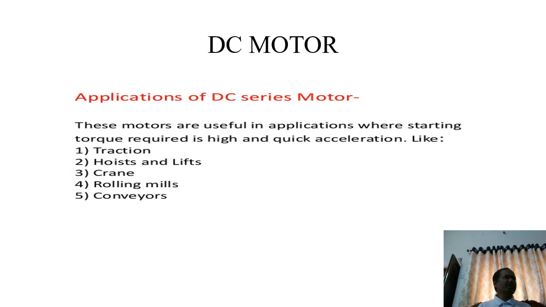List the applications of the DC shunt motor. List the applications of the DC series motor. These are very small short questions. Draw the characteristics between torque versus armature current. Draw the characteristics between speed versus armature current of a DC shunt motor. Draw the characteristics of torque versus speed of a DC shunt motor. They can ask these as short answer questions in the examination.